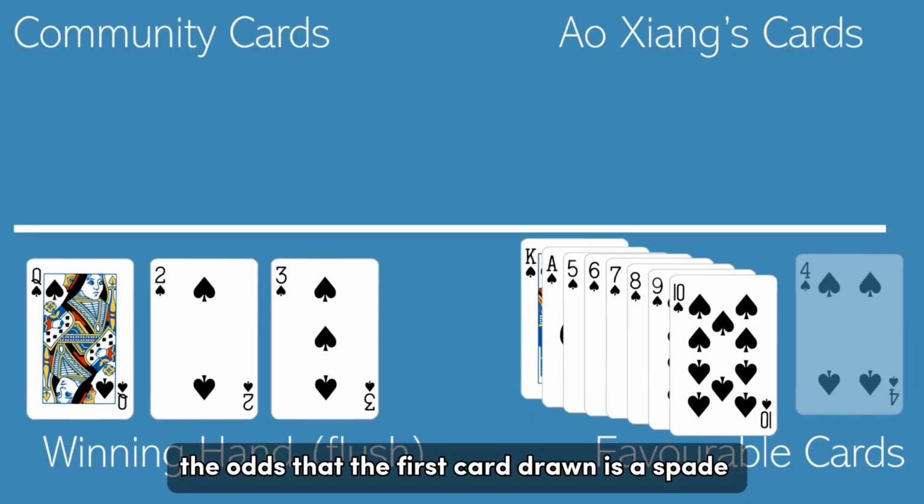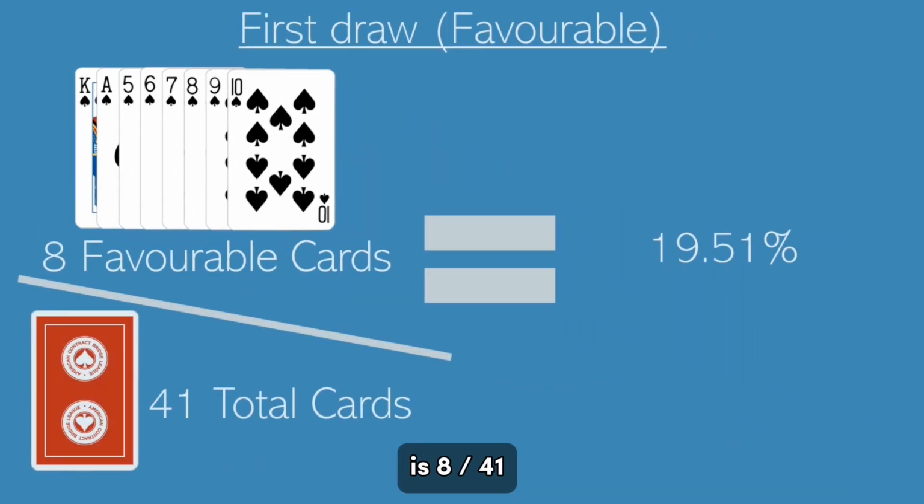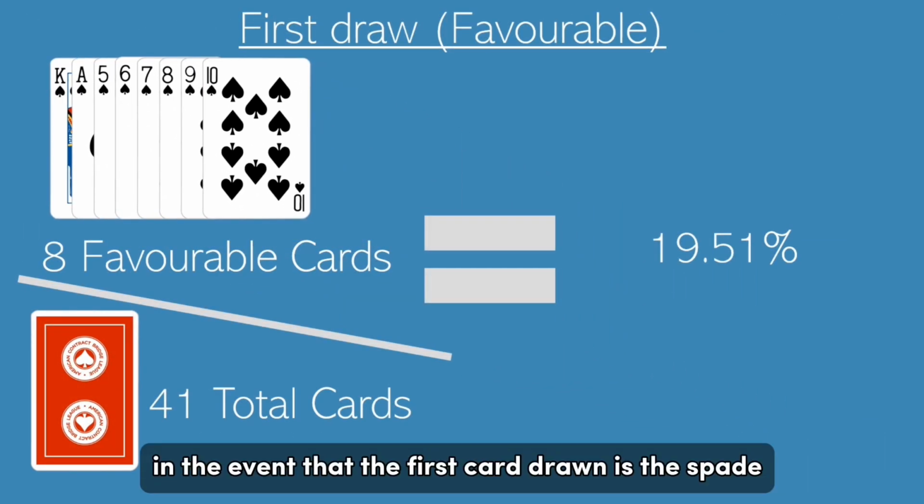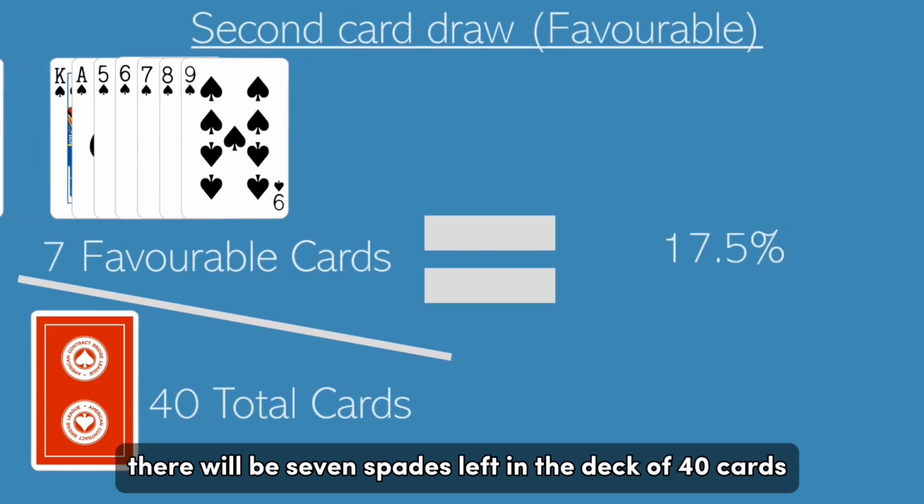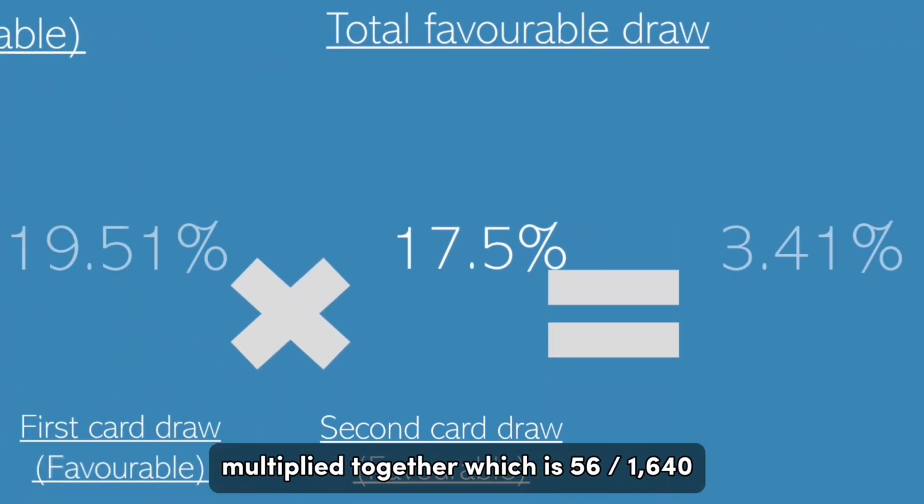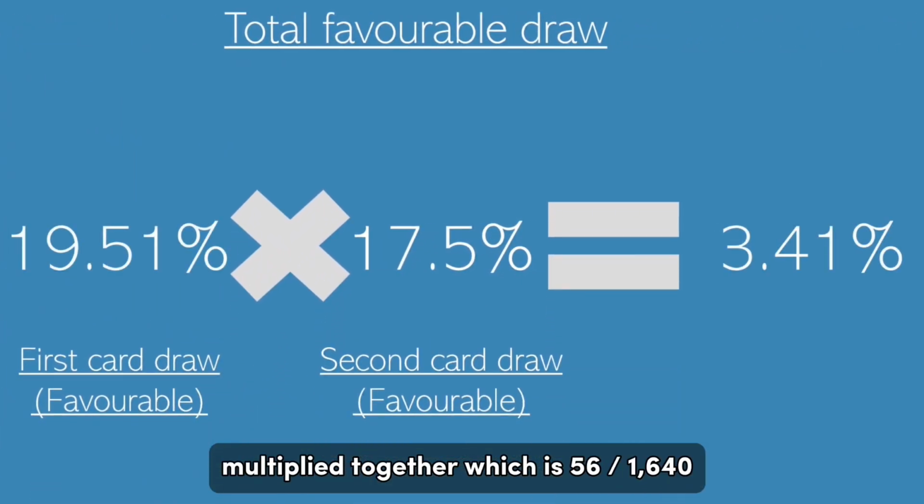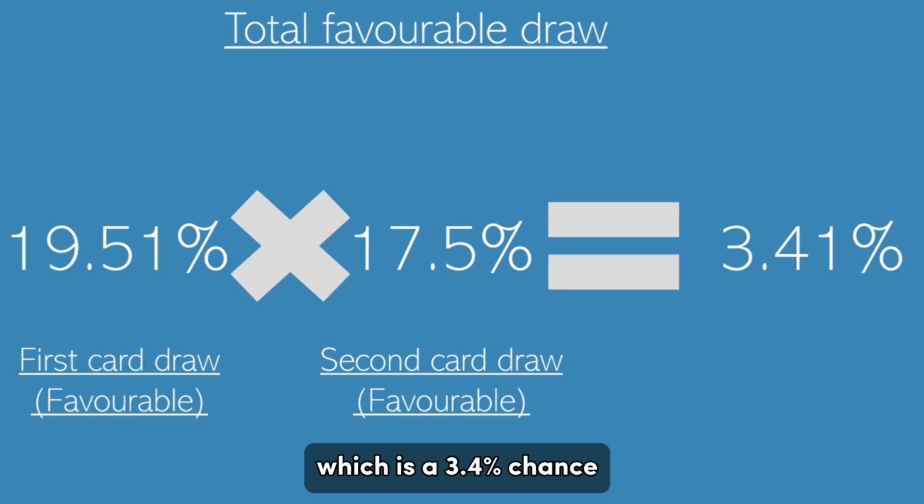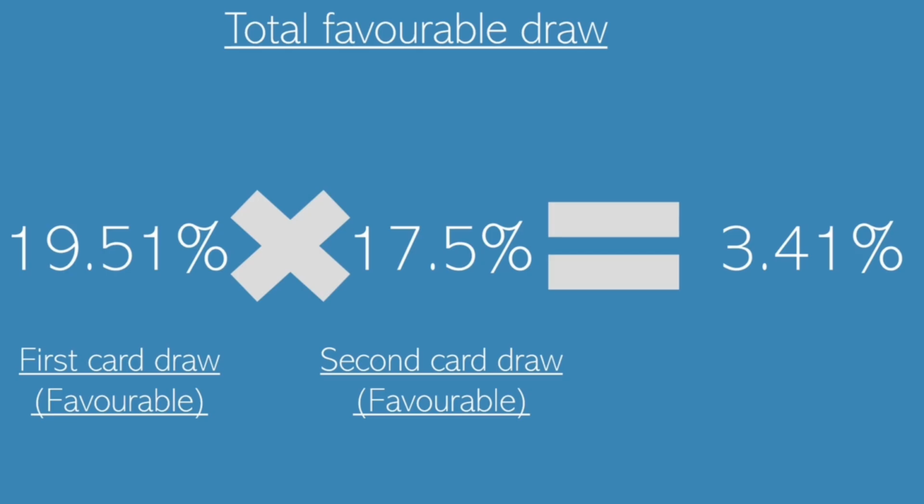The odds that the first card drawn is a spade is 8/41. In the event that the first card drawn is a spade, there will be 7 spades left in a deck of 40 cards, and the odds of drawing spades again would be 7/40. The odds of both of these things happening would be their individual odds multiplied together, which is 56/1640, which is a 3.4% chance.